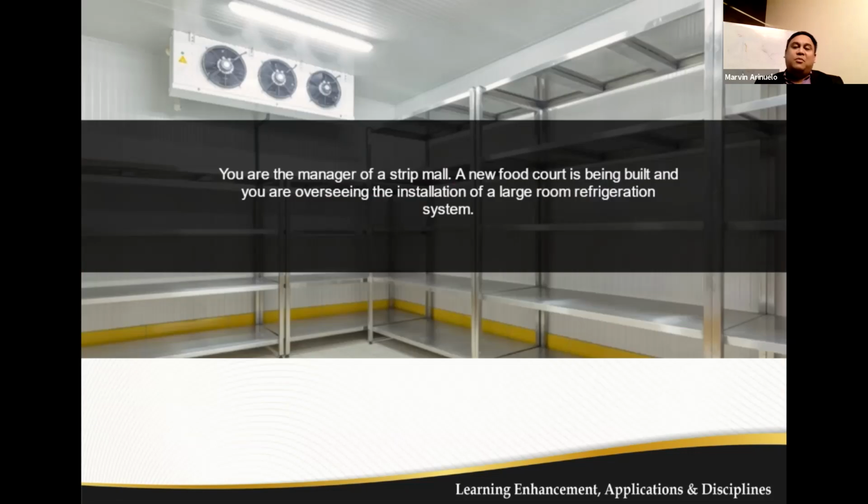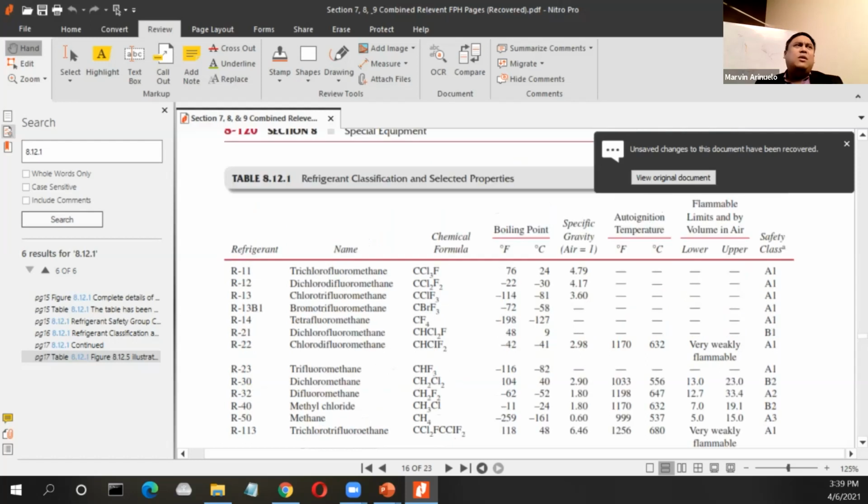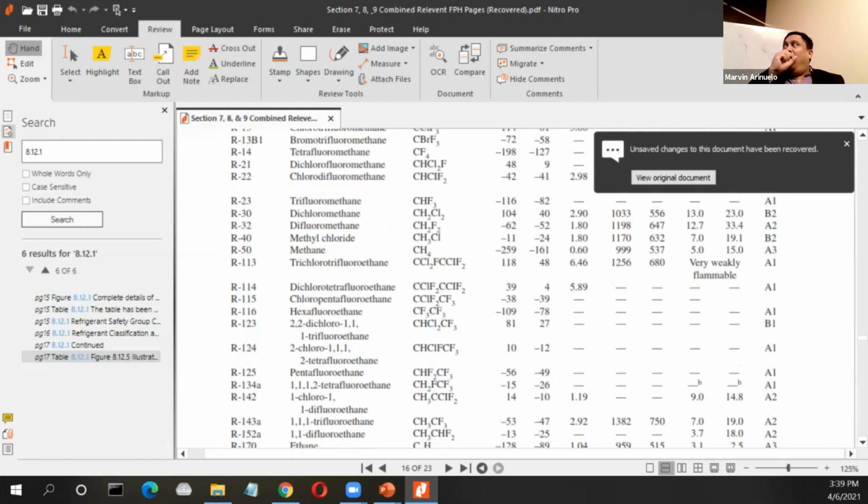You are the manager of strip mall. A new food court is being built and you are overseeing the installation of large room refrigeration system. If R134 is used as refrigerant, what class or safety group it will be? So same, R134A. R134A we are using in car, in our car, no? Available all in the car mechanic, no? Tetrafluoroethane, no?